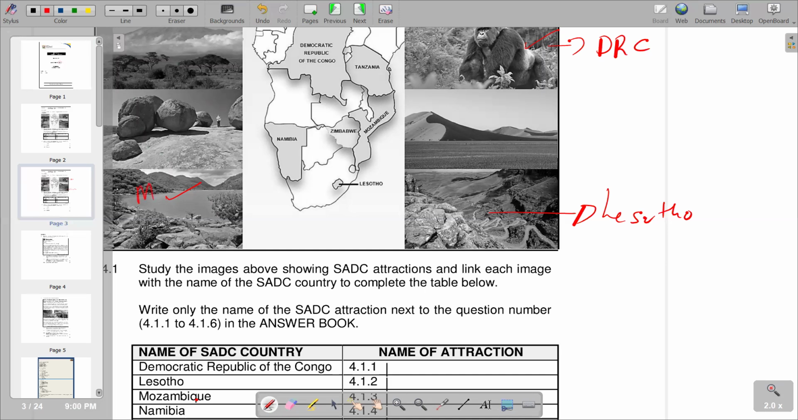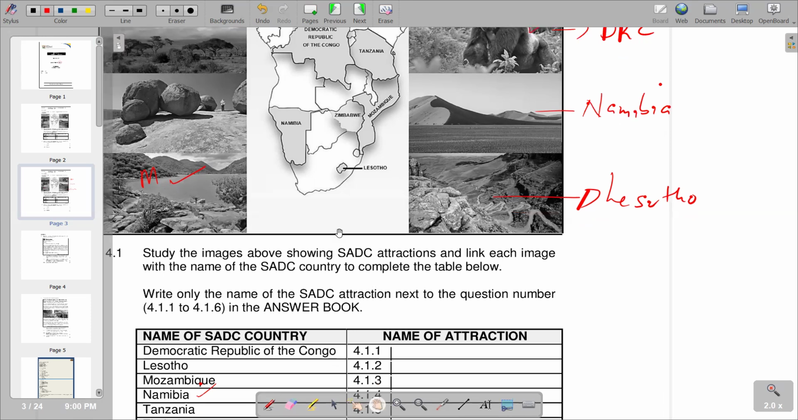We go to the next country, which is Namibia. The tourist attraction that we can relate to Namibia, obviously, is a desert. The picture that we have for a desert is here, and we are saying this is Namibia. The name of the desert that we have in Namibia is the Namib Desert. We have got the Namib Desert.